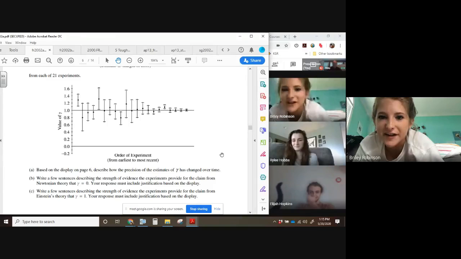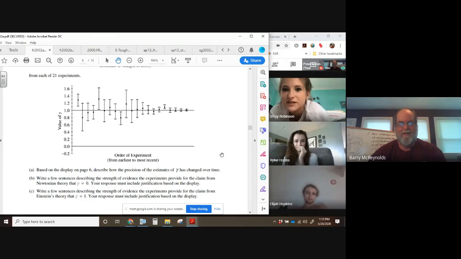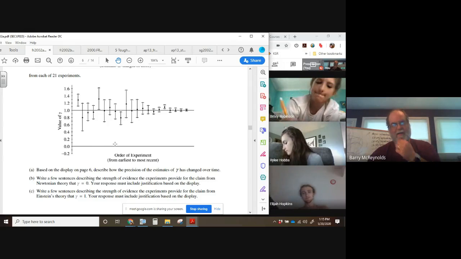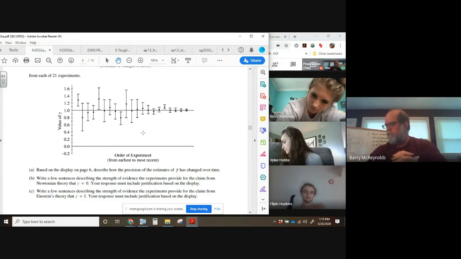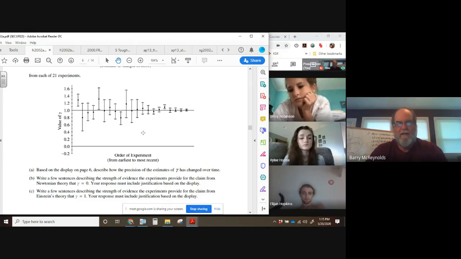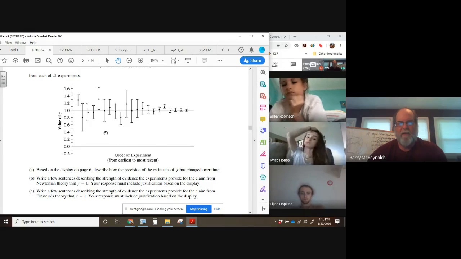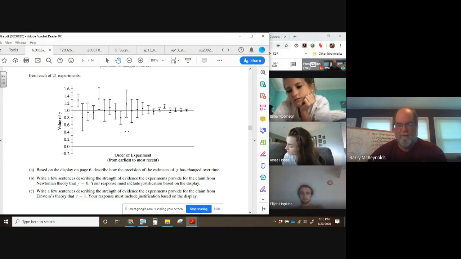Like it's very unlikely that it equals 0. It is very, very unlikely. In fact, the graph provides 0 evidence that gamma equals 0. There is no evidence. None of the confidence intervals contain 0 in their range. So Briley's first sentence is a great lead-in. It's very unlikely. But in order to get a full score for that, you need to describe that none of the confidence intervals contain 0.